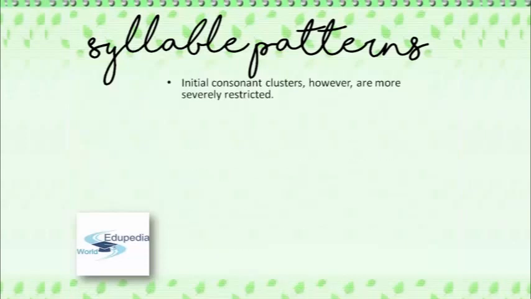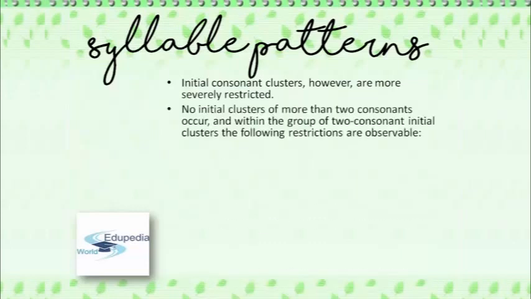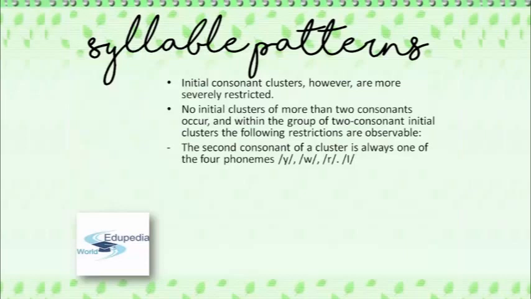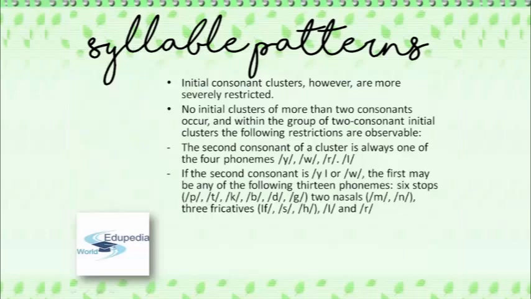Initial consonant clusters, however, are more severely restricted. No initial clusters of more than two consonants occur, and within the group of two-consonant initial clusters, the following restrictions are observable. First, the second consonant of a cluster is always one of four phonemes: Y, W, R, and L. If the second consonant is Y or W, the first may be any of the following 13 phonemes.